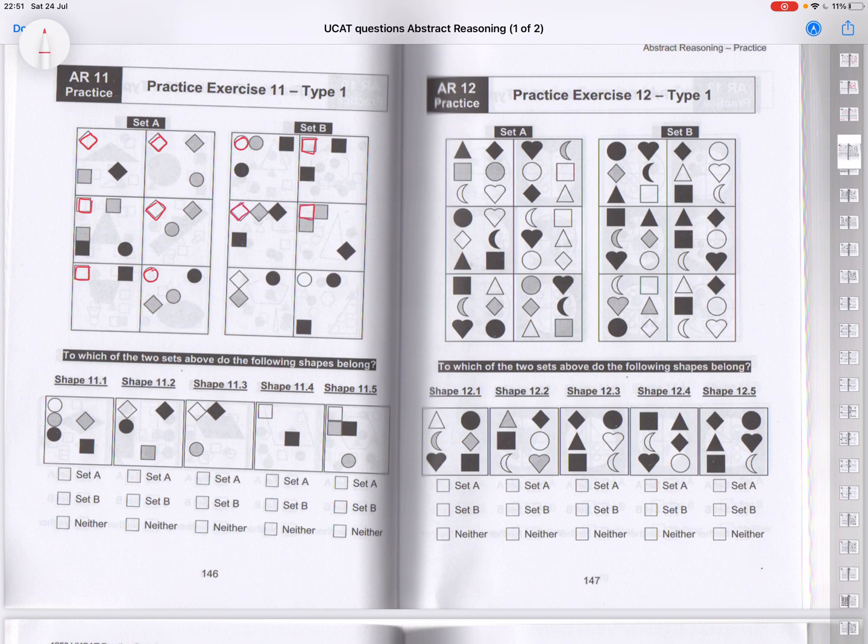So this object is what we call a key. This object is going to be the object which determines the solution in the set A situation and the set B situation. If you look at this object and the shape that it is, there are other objects in the set which are the same shape.